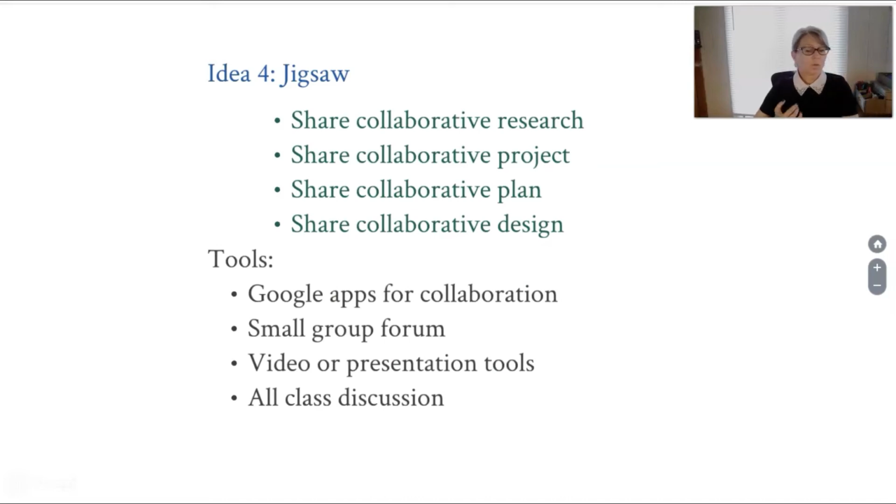Tools, Google Apps for collaboration. They're probably going to use that. They can also use Office 365, which has all the same things as Google for collaborating between people. You can do small groups and small group forums for them to be able to talk to each other and discuss what they're doing. That also allows you as the faculty member to keep track of what they're doing and to see what they're doing if that's in your Brightspace class.